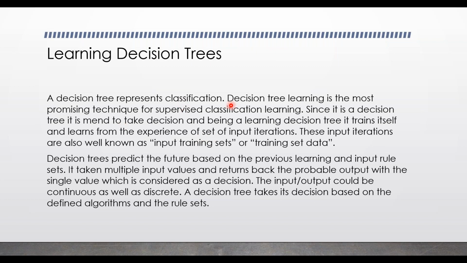All right, so now I'm coming to the text, something I'm sharing, written material. A decision tree represents classification. It will show you a set of classifications, like one class to another, like we saw in that example. Decision tree learning is the most promising technique for supervised classification learning. Of course supervised, not unsupervised, because the set of variables are definite. Since it is a decision tree, it is meant to take decisions, and being a learning decision tree, it trains itself and learns from the experience of a set of input iterations.